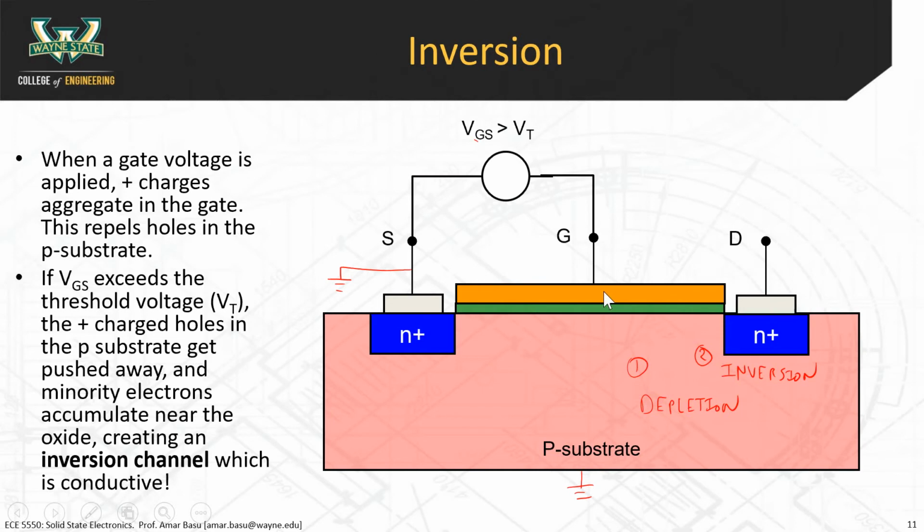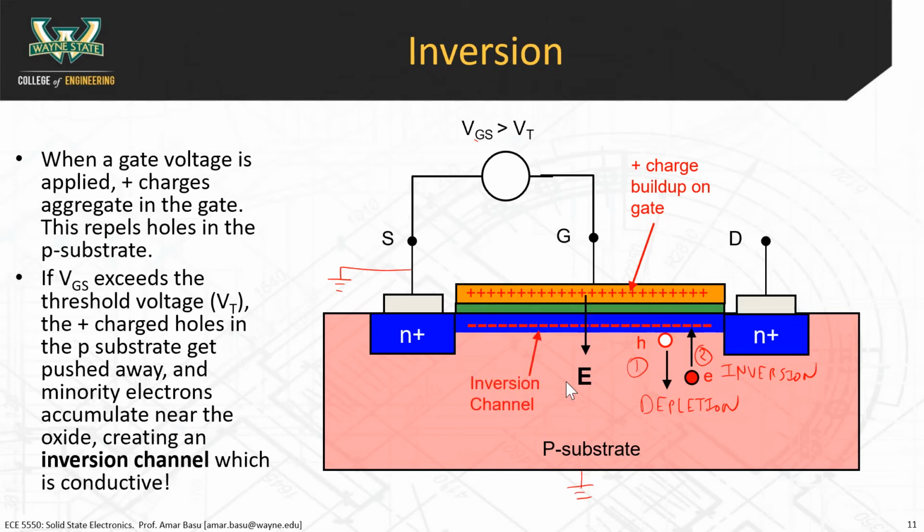The way that you invert is you apply a positive gate-to-source voltage, and that gate-to-source voltage builds up positive charge on the gate material. The substrate is grounded, so this kind of looks like a capacitor. You're applying a voltage between the gate and the source, which is equivalent to a voltage between the gate and the substrate here. A positive charge builds up on the gate. The electric field pushes into the P-type substrate. The holes get pushed away by the electric field, and the electrons get pulled in by the electric field.